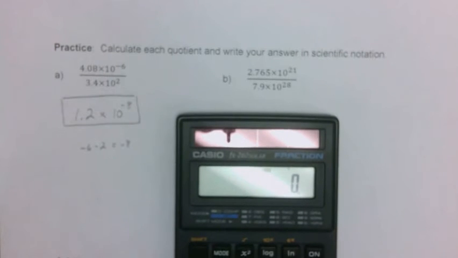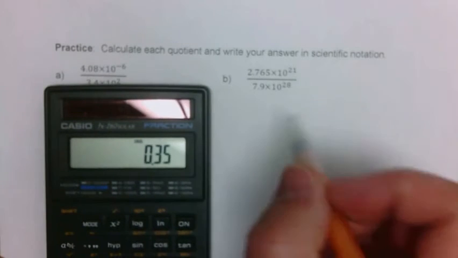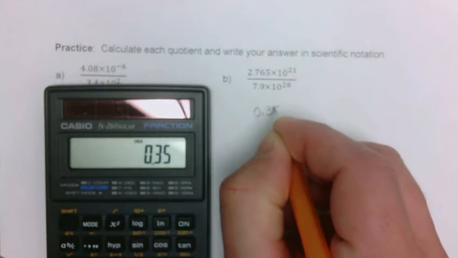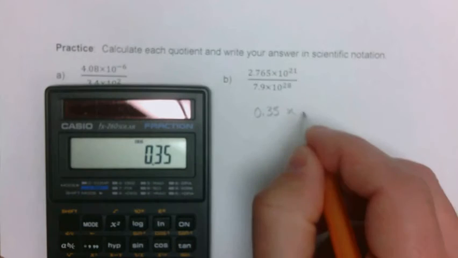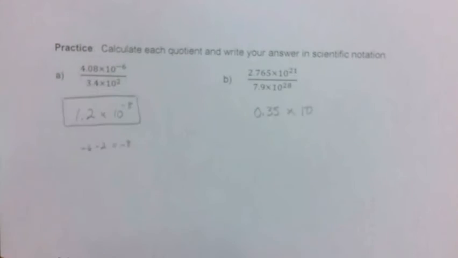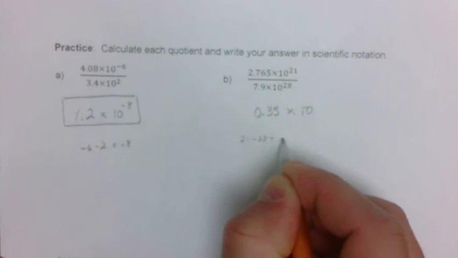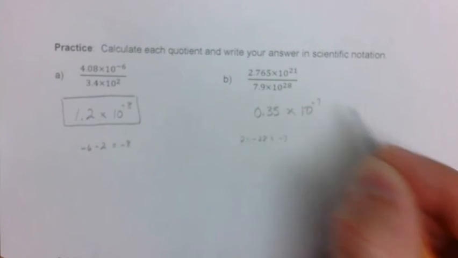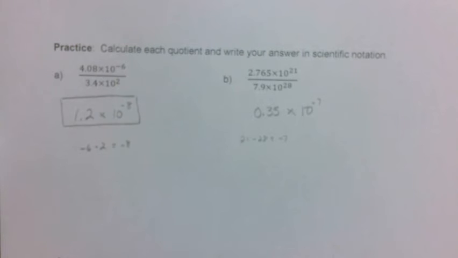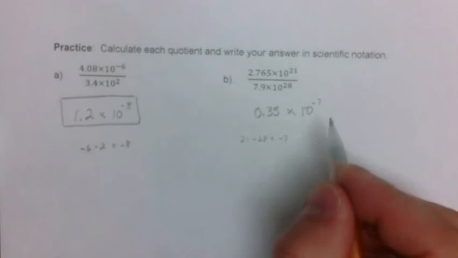2 and 765 thousandths divided by 7 and 9 tenths, and we get the decimal 35 hundredths. 35 hundredths times 10 to what power? Well, again, we need to subtract the exponents. 21 minus 28 is negative 7. So we get 35 hundredths times 10 to the negative 7th power.